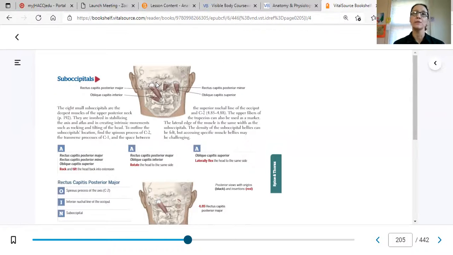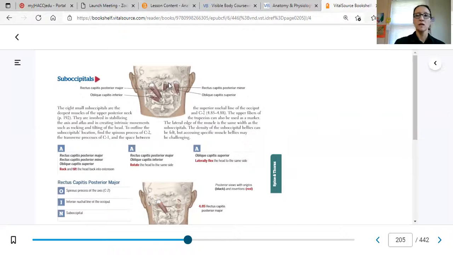So we've been talking a little bit about layers. Well, we have the erector spinae, we have the transversospinalis group, and then we have the suboccipitals, okay? So we can affect them by pushing into the tissue that is superficial to these, but we will not be able to palpate them directly, okay?